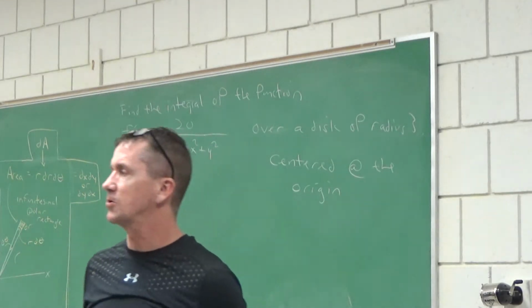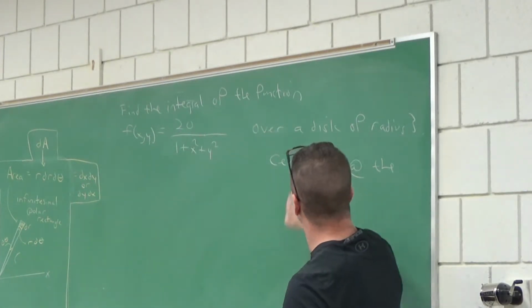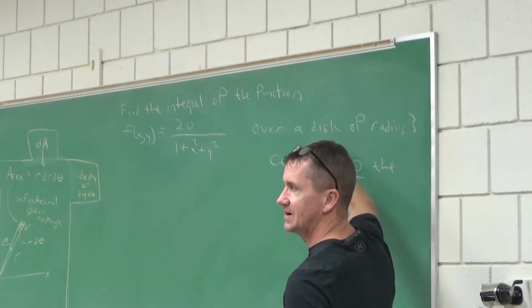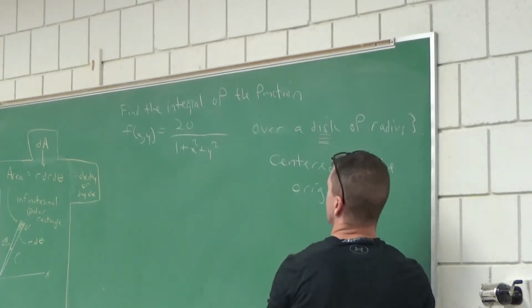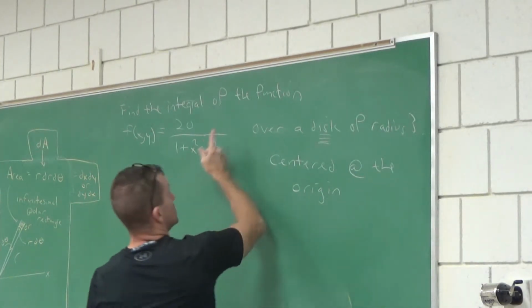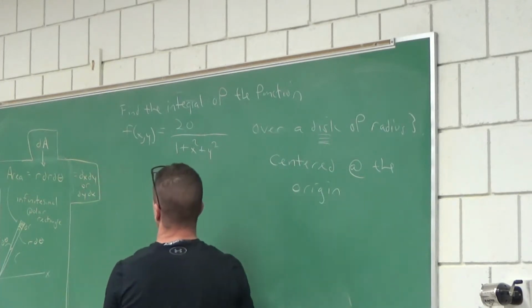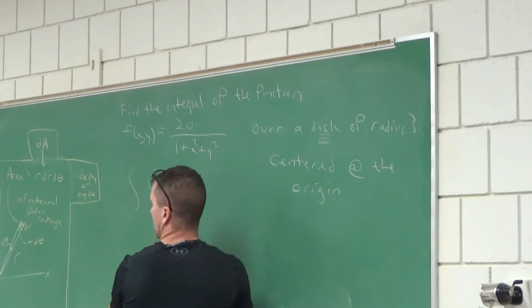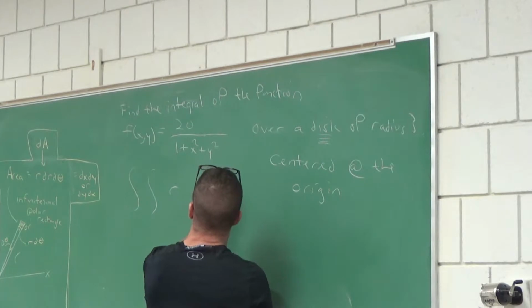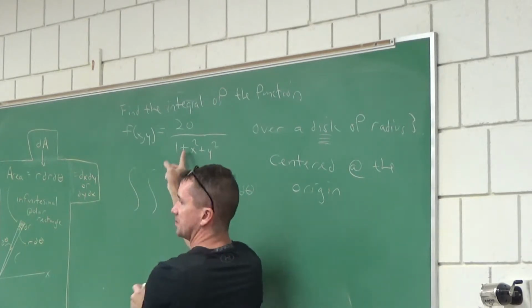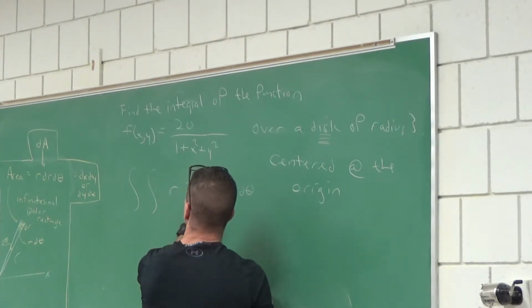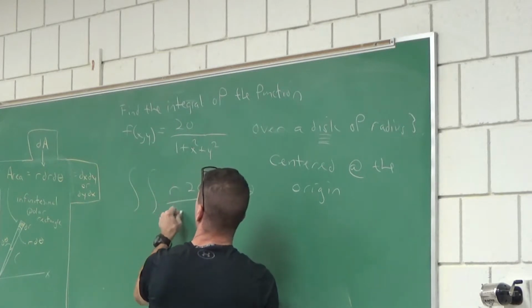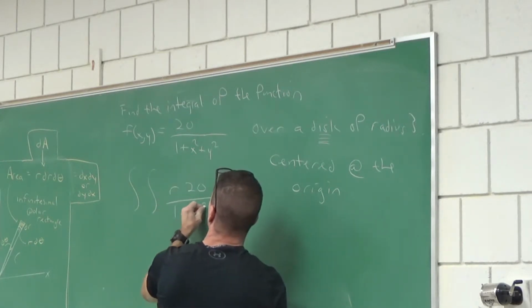Why would I want polar coordinates? Is that what's in it? Right there. If I'm going to find the integral of this over a disk of radius 3 centered at the origin, I'm going polar. R dr d theta. What would this become? 20 over 1 plus, what do you think? r squared.